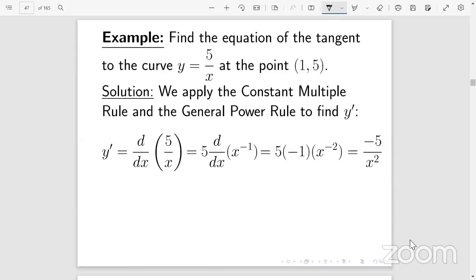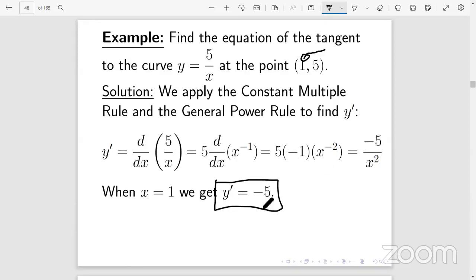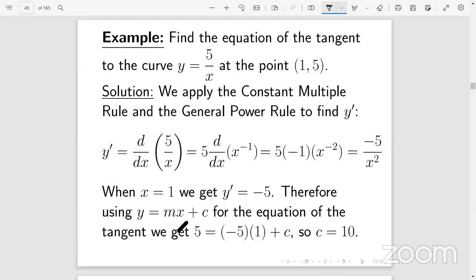So now we have our derivative, but remember that we are looking at this specific point. So x is 1 at that point, so we substitute 1 here, and you end up with minus 5 over 1 squared, which is minus 5 over 1, giving us minus 5. So it means that the derivative at that point will be minus 5, which is the gradient of the tangent at that point.